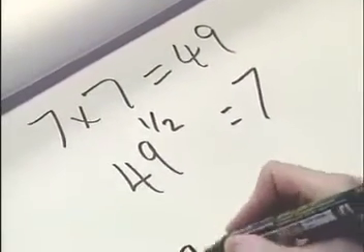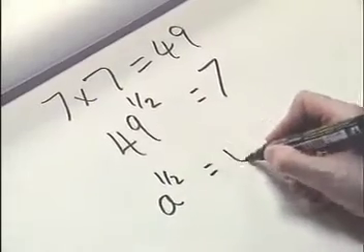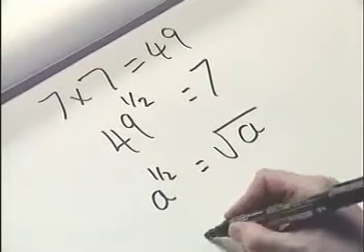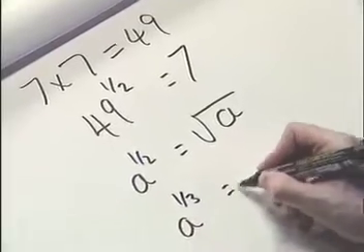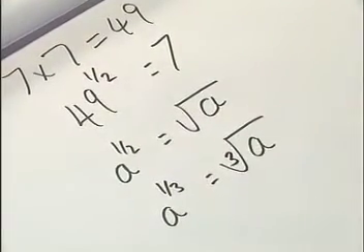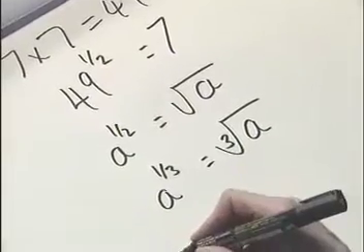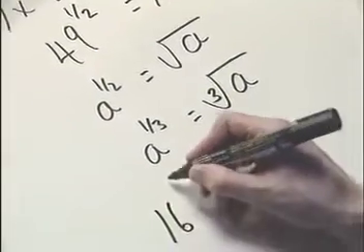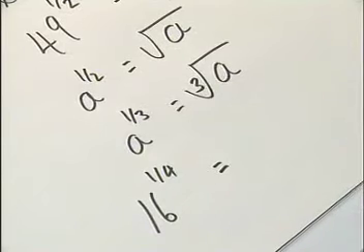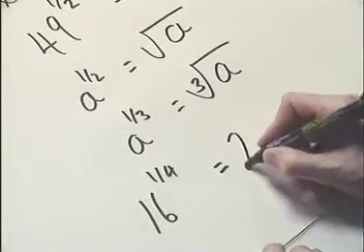So a to the half is equal to the square root of a. A to the third would be equal to the cube root of a. So if we were asked what is 16 to the quarter, what we're asking is what number, when multiplied by itself 4 times, gives us 16. And a fairly obvious choice for that is 2.